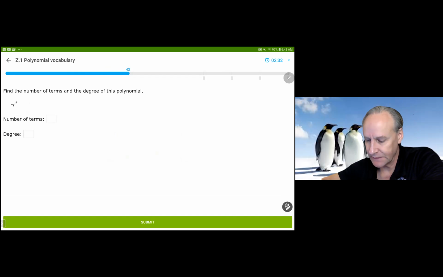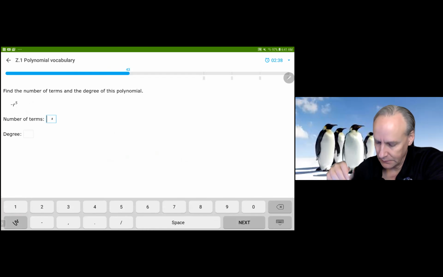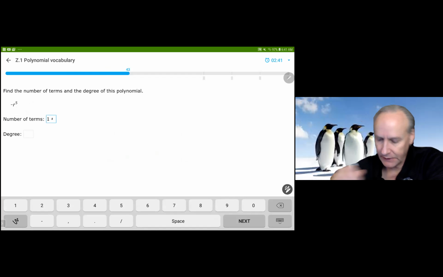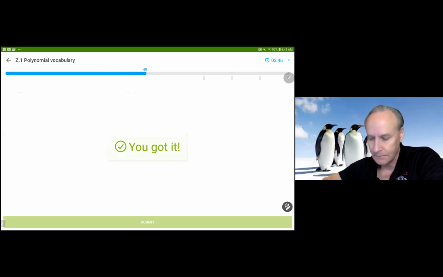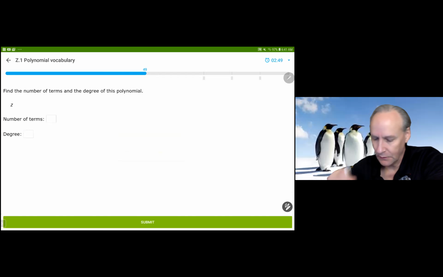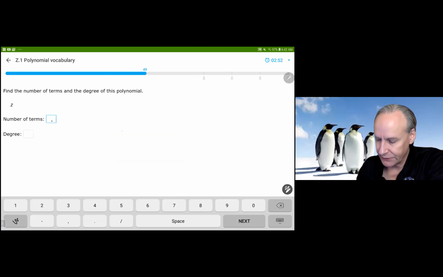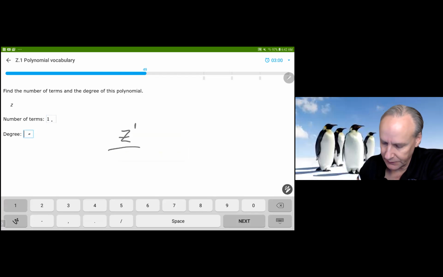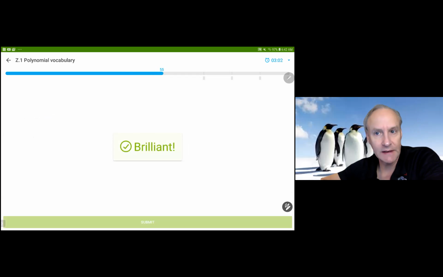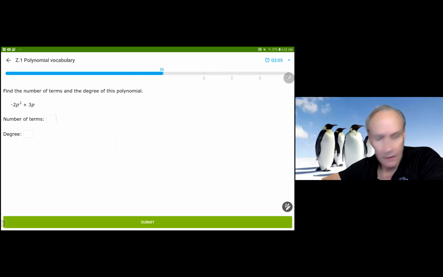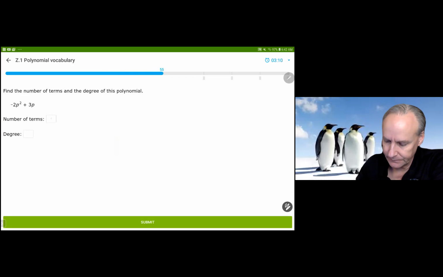Okay, so this time it's the number of terms and the degree. So there is one term, nothing else being added to it, and it is a 5th degree. The highest exponent is a 5. 1 and 1. Even though you don't see it, there really is a 1 here on the z, so that's why it's a first degree. So this is one term and 1 degree. We sometimes call that a linear polynomial. Now this one has a second degree and it has 2 terms.